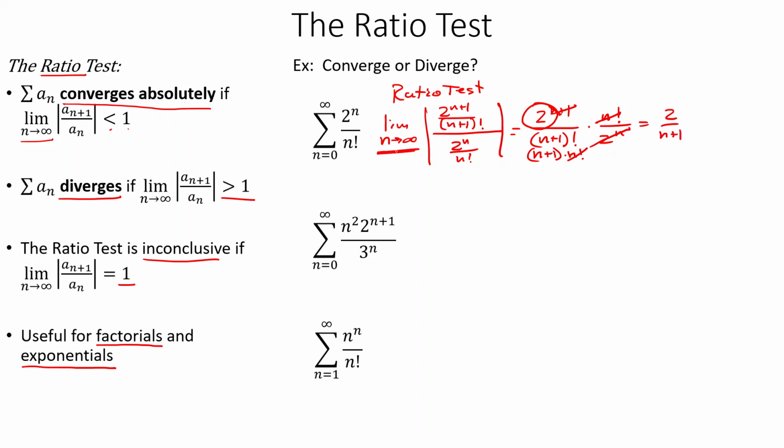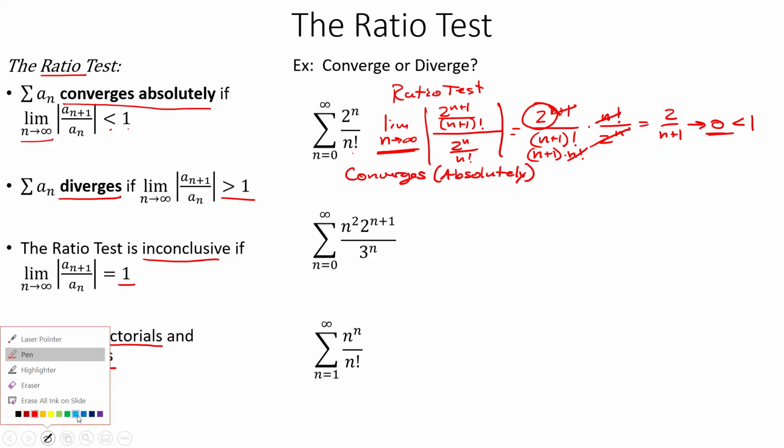Now if we go back and take the limit as n goes to infinity, this goes to 0. So now that we know that this goes to 0, which is definitely less than 1, this series converges. And it doesn't just converge, it converges absolutely. Not like it mattered here because there was no negative sign, but this series definitely converges. All right, so that wasn't too hard, I hope.